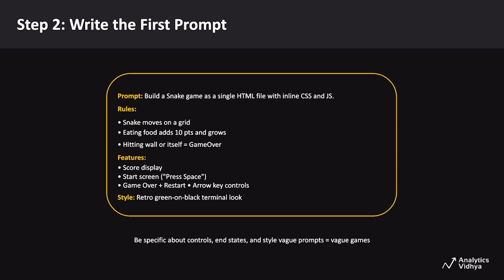Now, we convert that idea into a clear first prompt. Here we specify that the snake game should be built as a single HTML file with inline CSS and JavaScript. We also define the core mechanics: the score display, the start screen, the restart flow, arrow key controls, and the retro green terminal look. The main lesson here is simple. The more specific the prompt, the better the first version usually becomes.